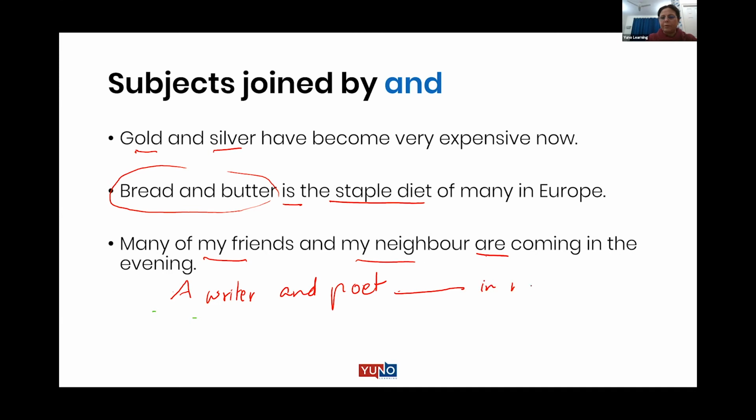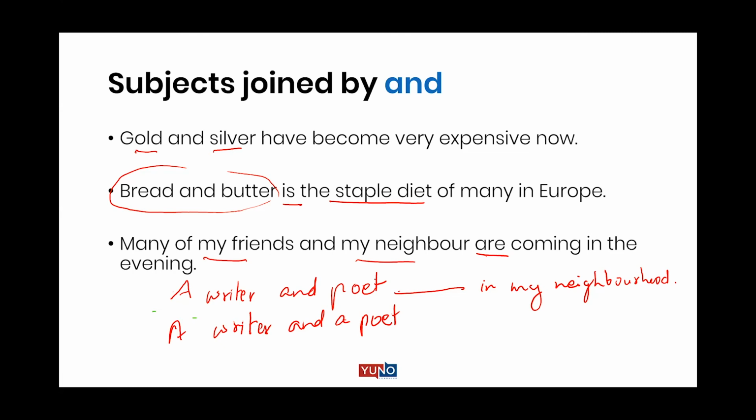In my neighborhood. So what should I put? Lives or live? Live, ma'am. It's a live, singular. Okay. Now if I put it like this, lives, a writer and a poet lives in my neighborhood. Lives, L-I-V-E-S. Please understand this difference. Here, this refers to one person.